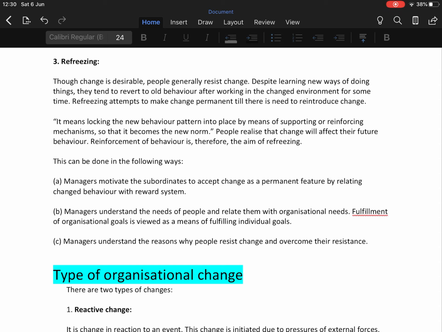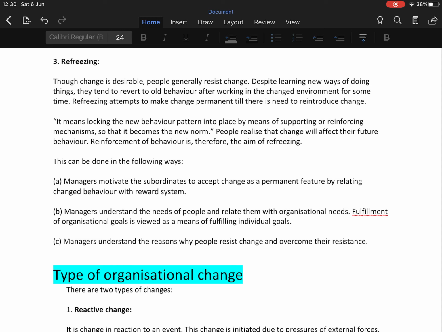People realize that change will affect their future behavior. So reinforcement of behavior is the aim of refreezing. This can be done in the following ways. A, managers motivate the subordinates to accept change as a permanent feature by relating changed behavior with the reward system. B, managers understand the needs of people and relate them with the organizational goal. Fulfillment of organizational goals is viewed as a means of fulfilling individual goals. C, managers understand the reasons why people resist change and overcome their resistance.